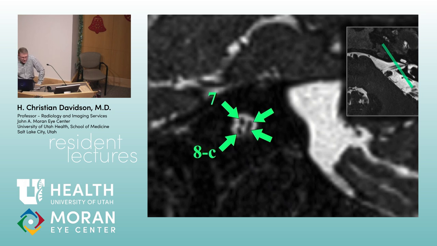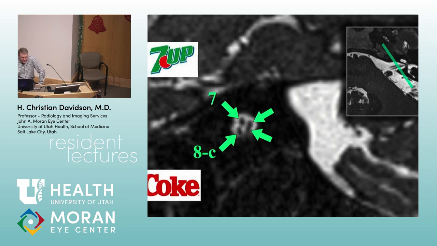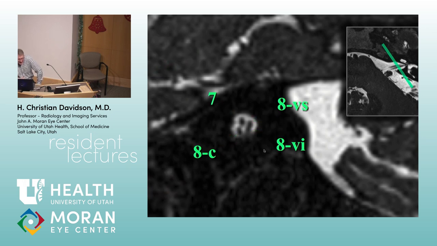So 7, the cochlear of 8, and then one thing you've heard people say to remember these is 7 up, coke down. So the facial nerve is the one on top, and the cochlear nerve is the one down at the bottom here. And then the superior and inferior divisions of the vestibular nerve. So those four nerves are the component parts of the cranial nerves in the IAC.